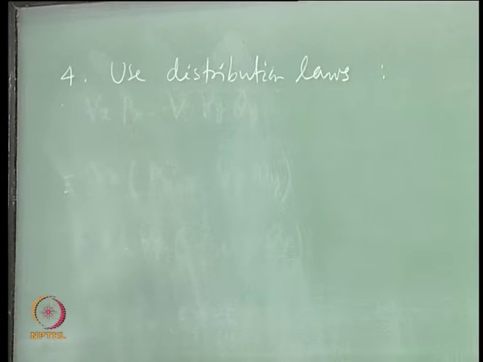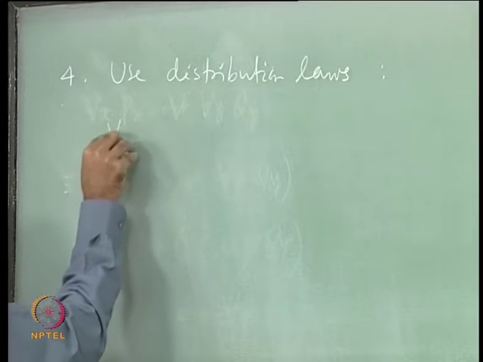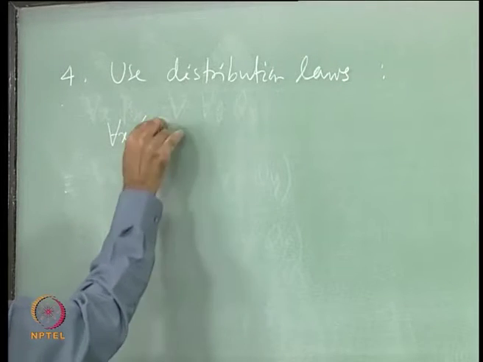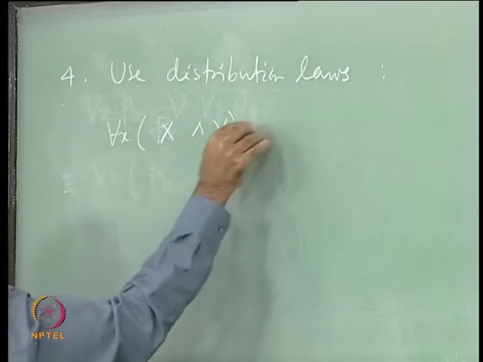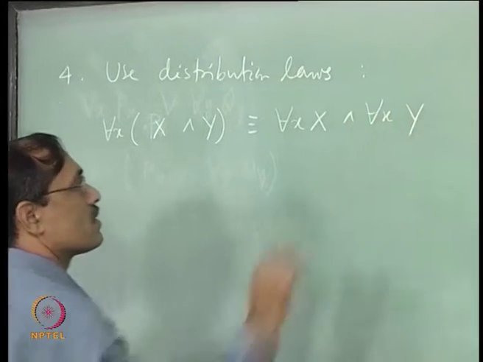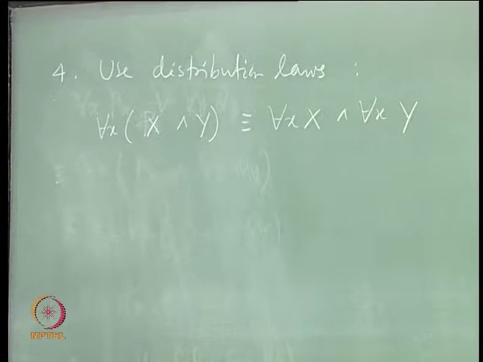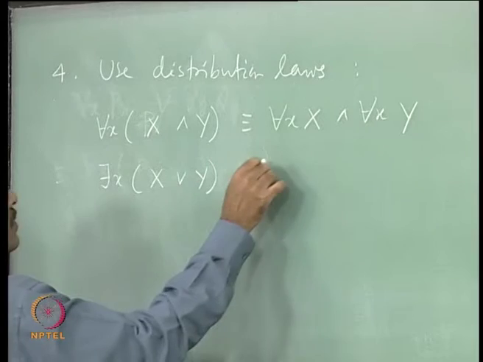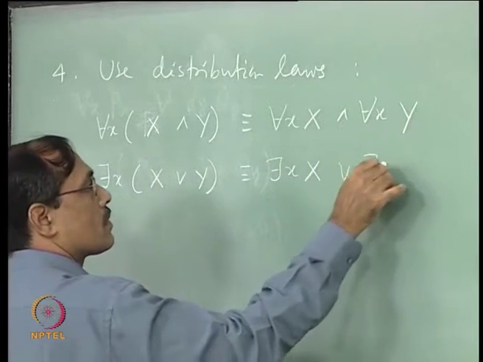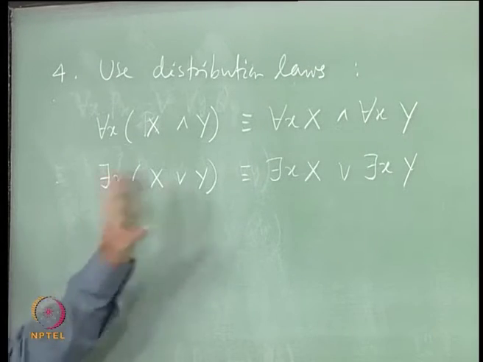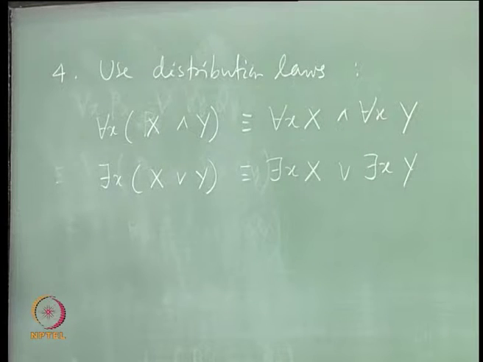So, these distribution laws will be for the quantifiers. We write for each x, (x and y) is equivalent to for each x x and for each x y, and it holds for every. Similarly, there is x for or. With or, one side only holds, but if it does not occur, then that is also all right.